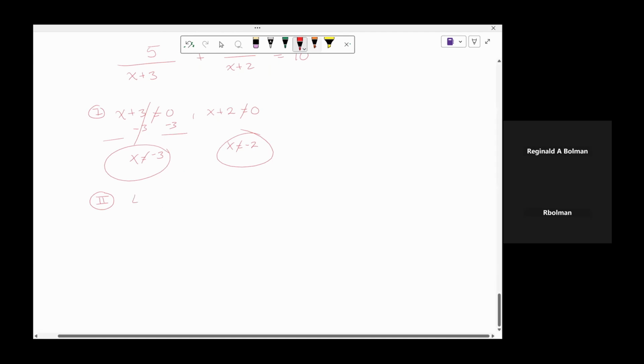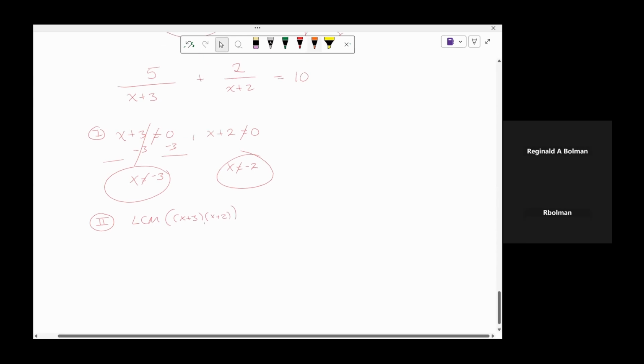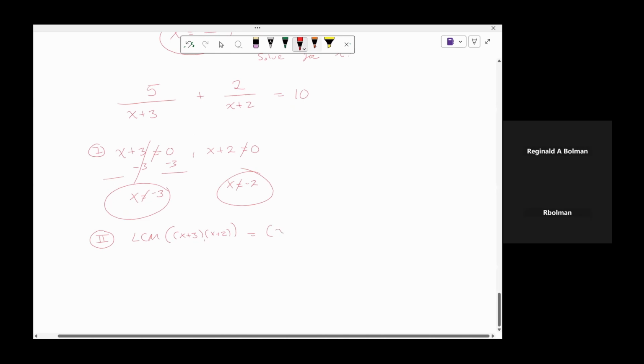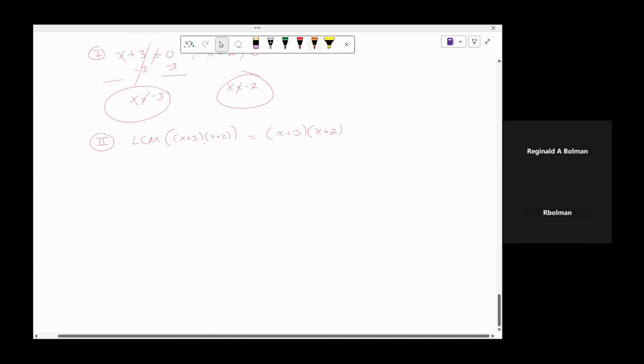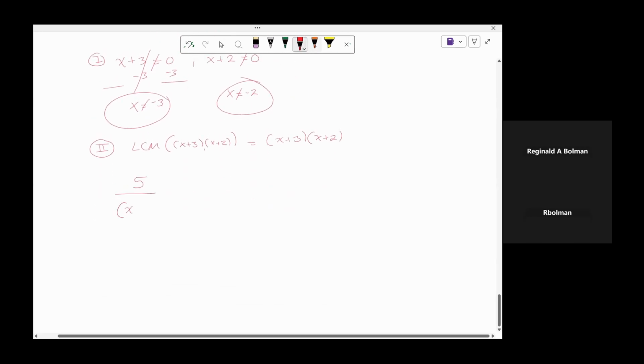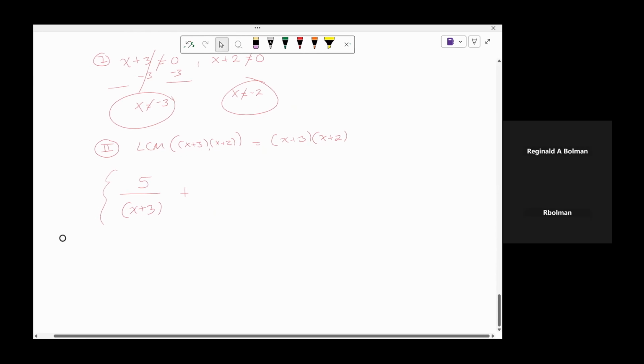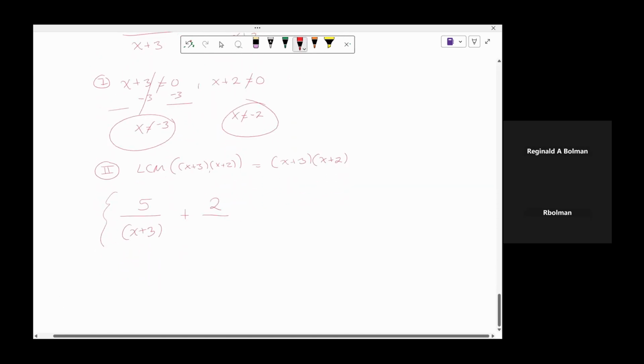Now, for step 2, we need to calculate the LCM of x plus 3 and x plus 2. Since both of these are prime polynomials, the LCM will in fact just be x plus 3 times x plus 2. What we will do with this information is we are going to multiply this entire equation, 5 over x plus 3 plus 2 over x plus 2 is equal to 10. We're going to multiply this entire thing by x plus 3 times x plus 2.